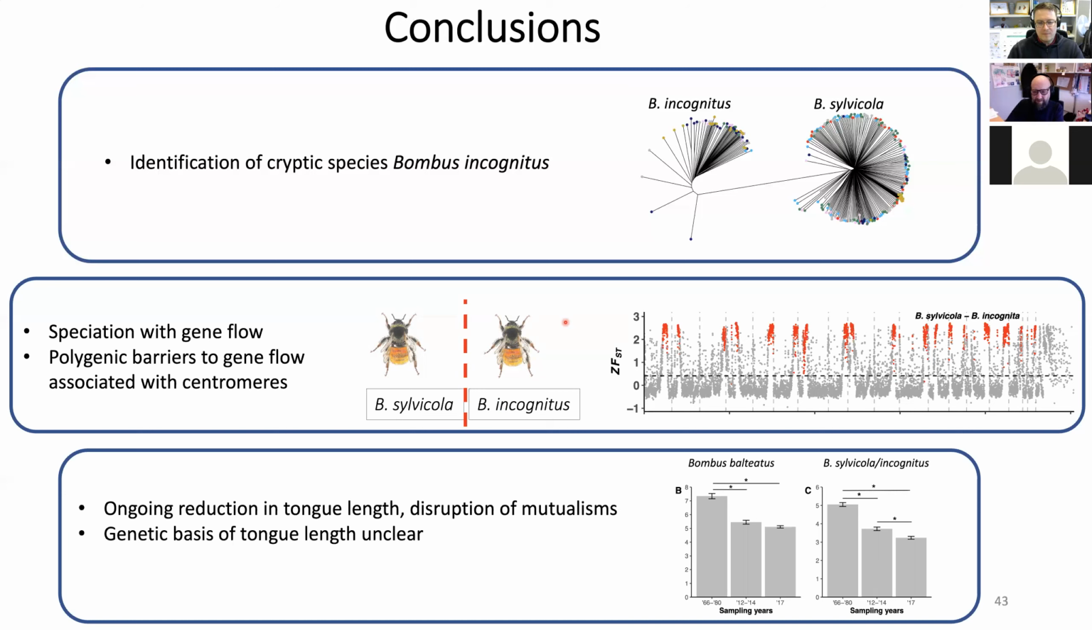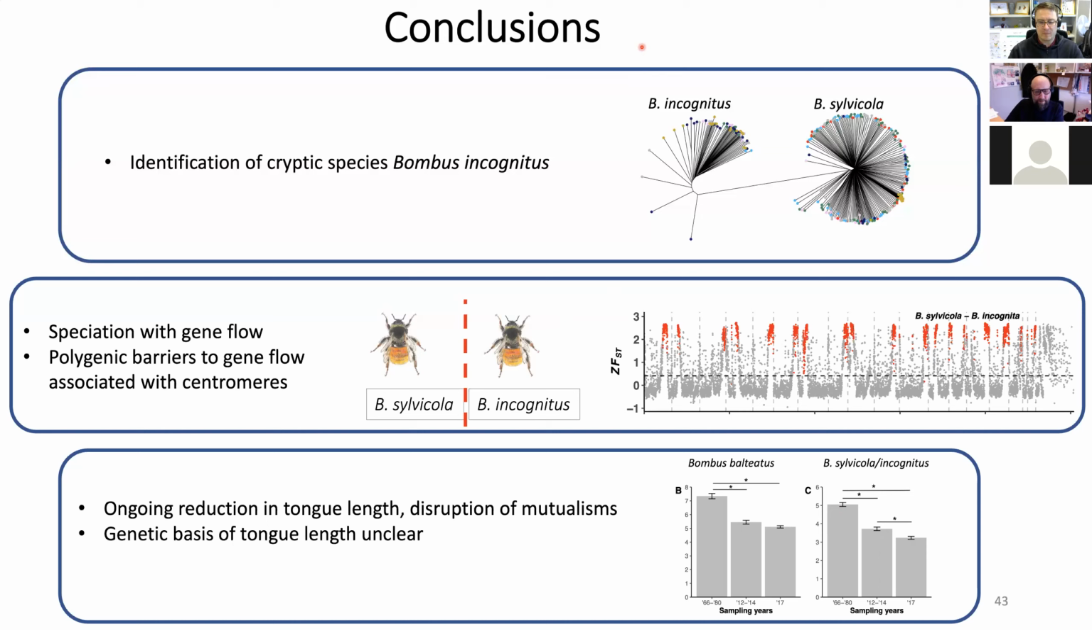And then finally, we can see that within these populations, we have this ongoing reduction in tongue lengths, but we're still unable to determine whether they have a genetic or a plastic basis, whether they're due to natural selection. But that work is ongoing.